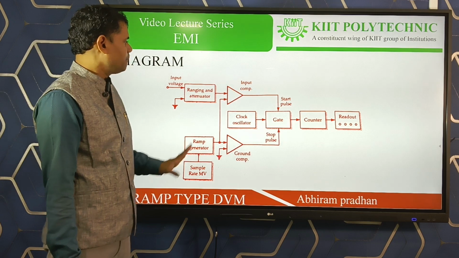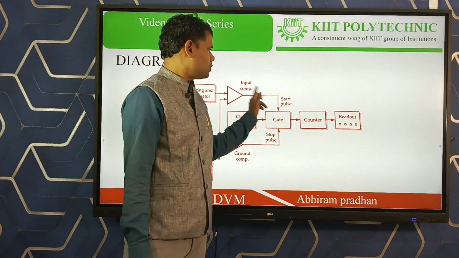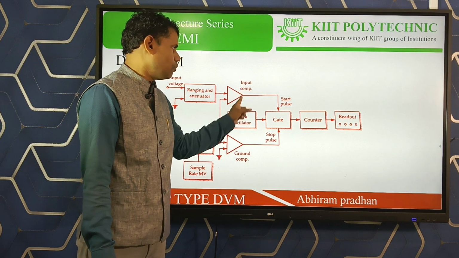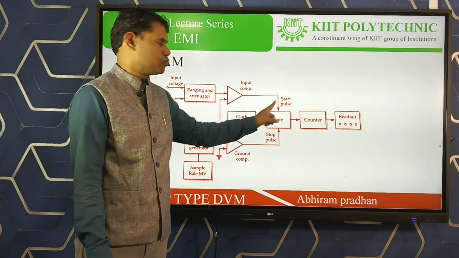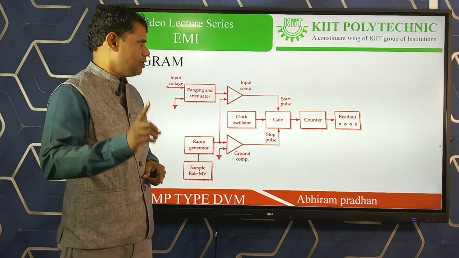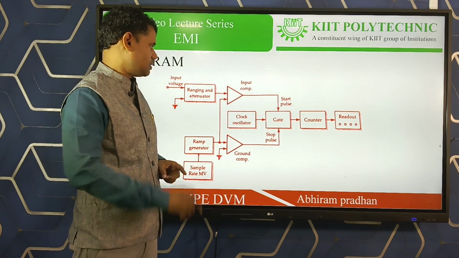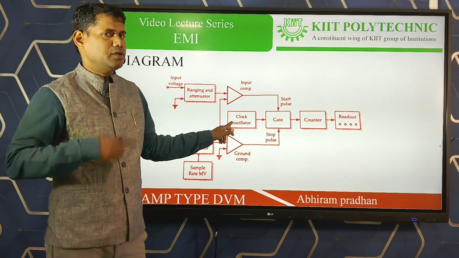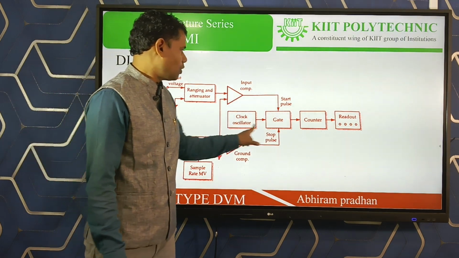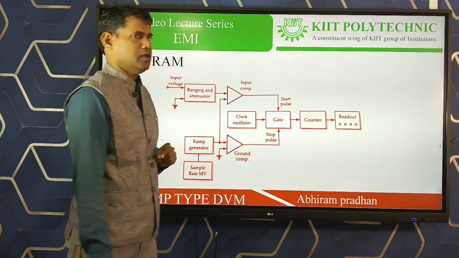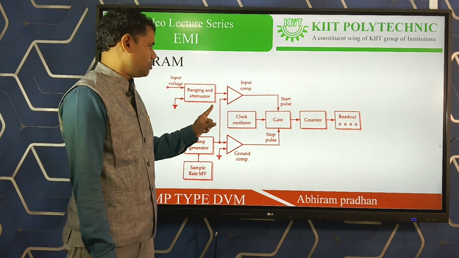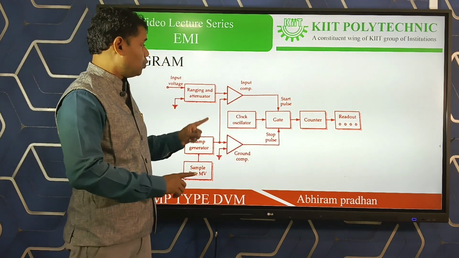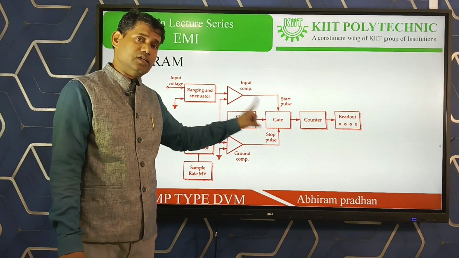Then the signal that goes from the input comparator to the gate circuit is called the start pulse, because it starts the gate circuit. When it starts the gate circuit, the clock oscillator continually supplies the circuit. The clock oscillator gives the supply to the counter. The counter counts the signal for the duration for which the gate circuit is open.